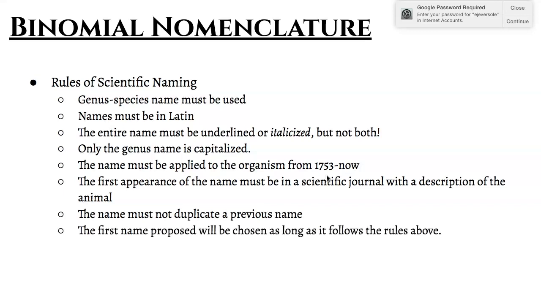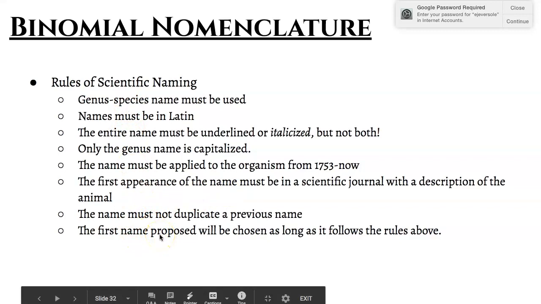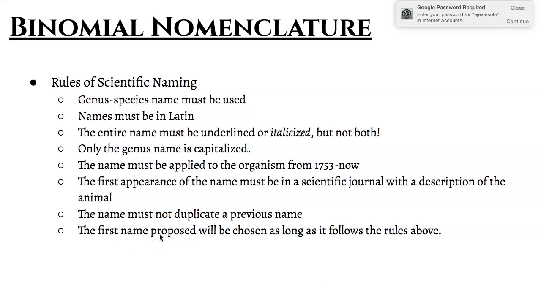And then last but not least, the first name that's proposed that follows all these rules will be the one selected for that organism. So if you follow these rules when you discover an animal, or an organism, as long as you're the first one to do it, you can name it whatever you want.